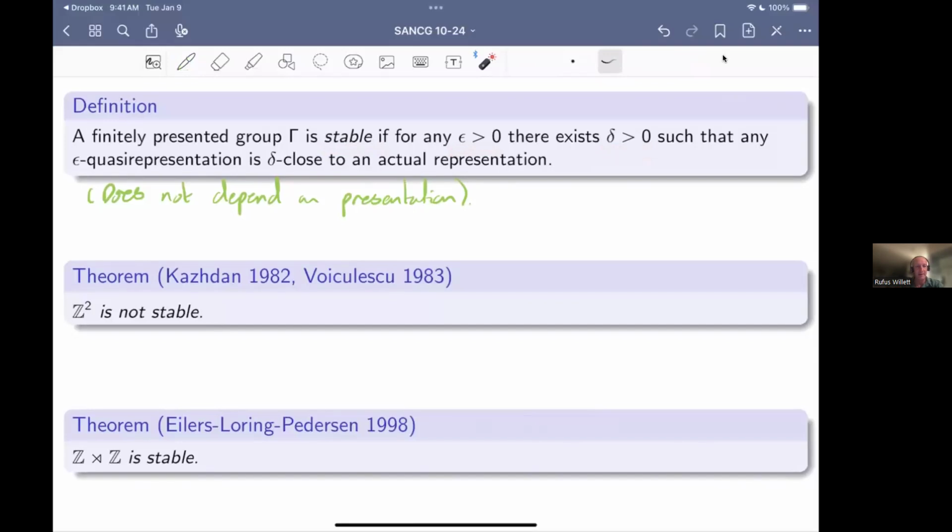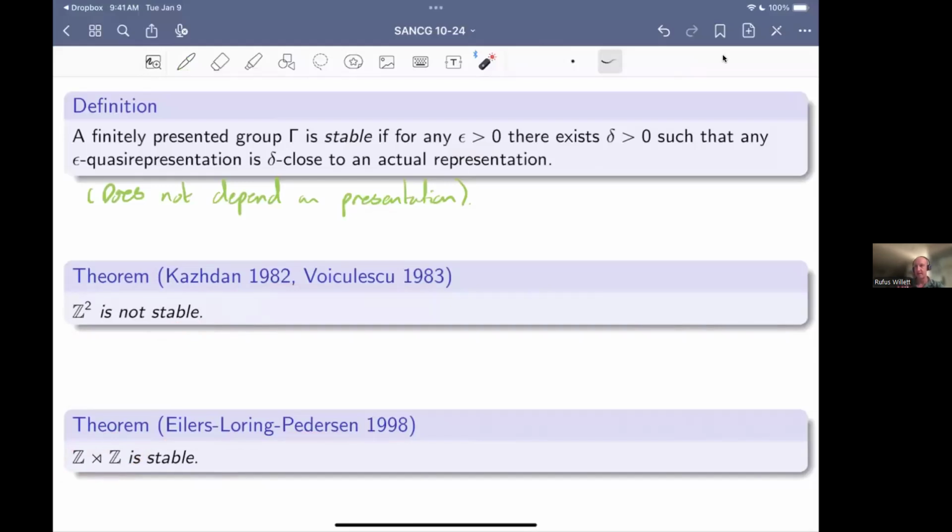Okay, so two theorems quite far separated in time, from the early 80s, the first theorems on this in fairly different contexts. David Kazhdan, working explicitly in the context of group theory, essentially proved this, and then Voiculescu, working in a more operator theoretic context motivated by a question of Paul Halmos from the 60s, proved, with completely different proofs, and I think they were completely unaware of each other's work, that the group Z squared is not stable. So the fundamental group of the torus is not a stable group. On the other hand, Søren Eilers, Terry Loring, and Gert Pedersen, about 15 years later in the late 90s, showed that the fundamental group of the Klein bottle is stable.